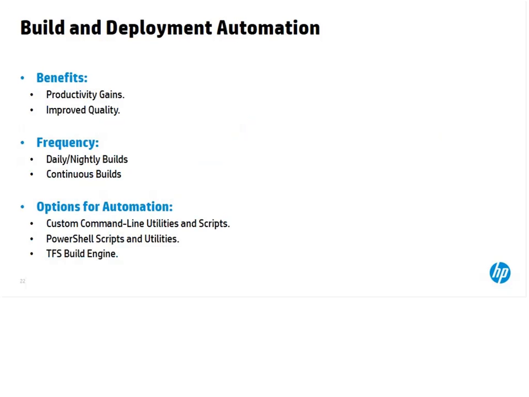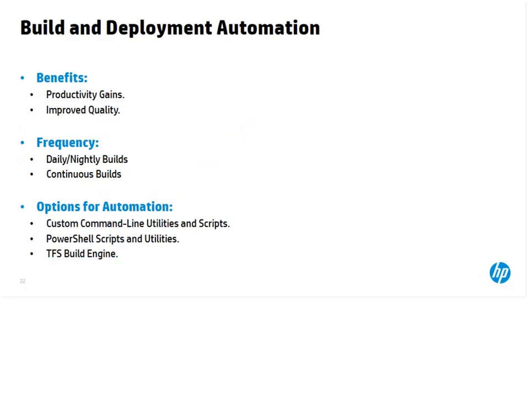Why do we want to automate first? Productivity gains. We can execute builds and deployments faster with less manual effort if we automate. That allows us to run builds and deployments more frequently, which has been known to result in improved quality. So if you're looking to improve overall quality of your solution, this is an important step you can take.